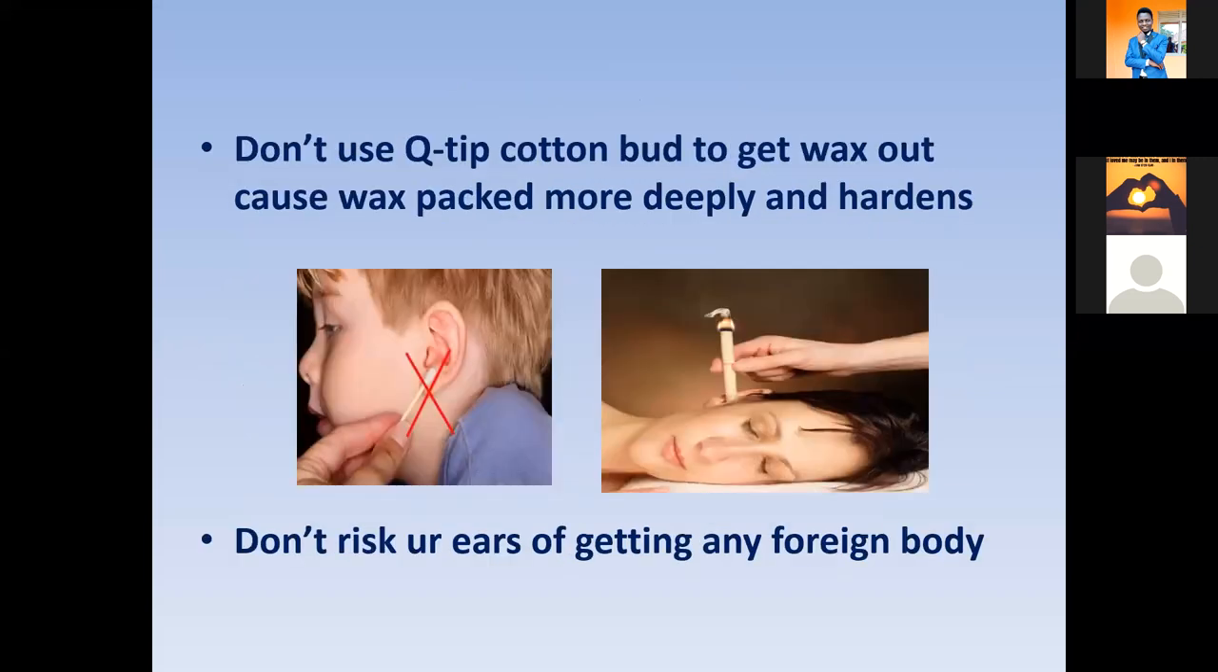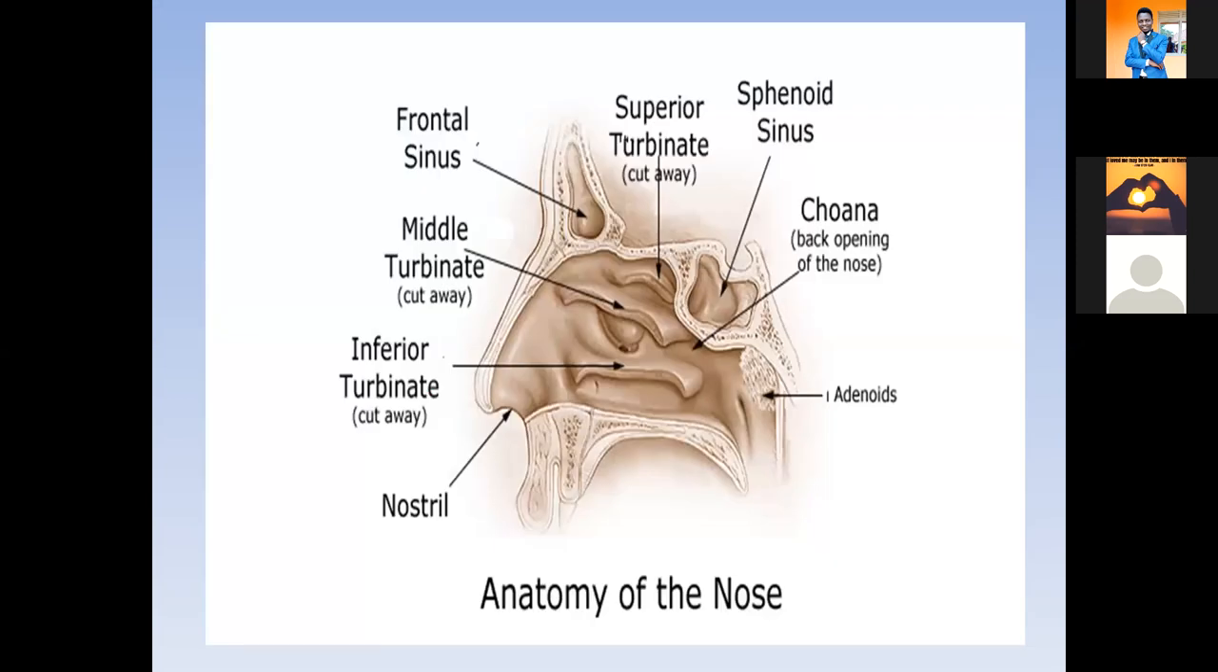And as we saw in our lecture on otitis externa, we say that the ears clean themselves, so do not use Q-tip cotton buds to get the wax out, because they cause the wax to move deeper and also to harden. So don't use anything in the ear. Keep the ears dry and do not attempt to clean the ears, because the ears clean themselves. So that is it with foreign body in the ears.